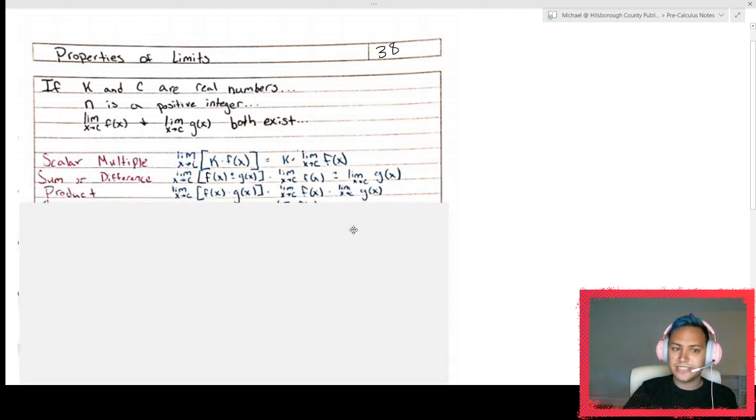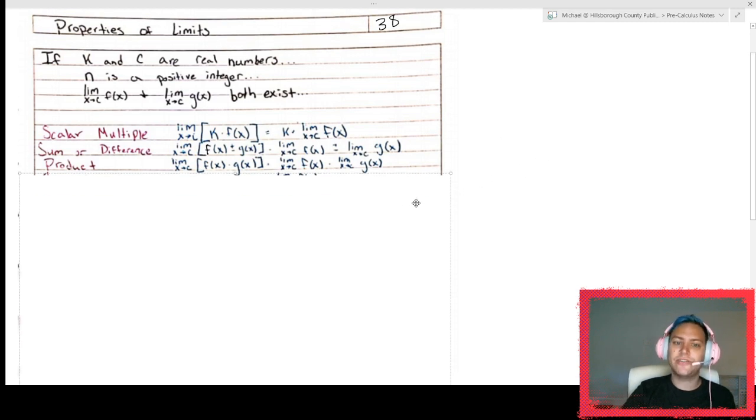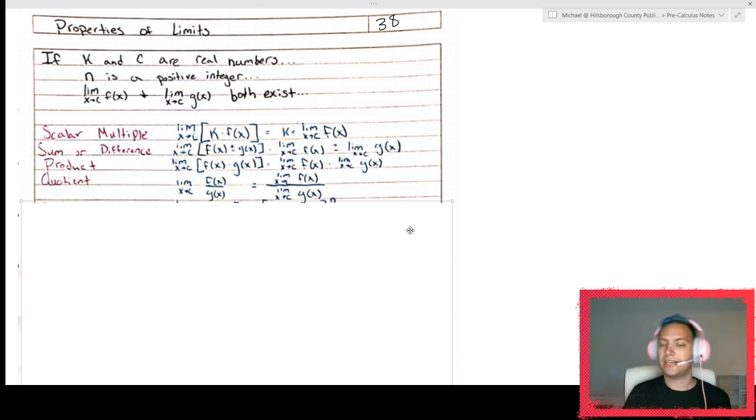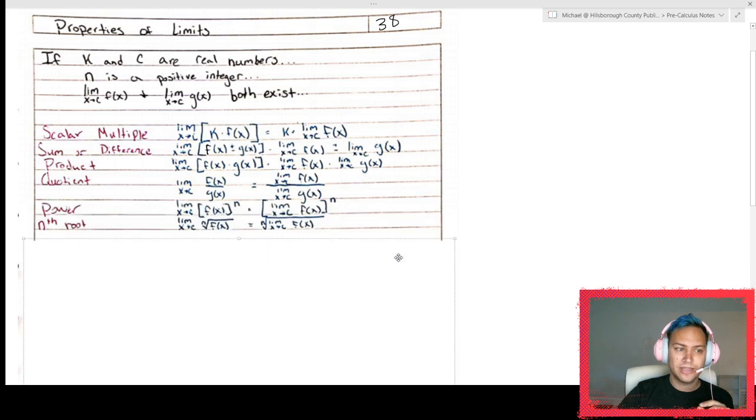The product rule is very similar. If you have a product of f of x times g of x, you can separate them into two separate limits and then multiply the solutions at the end. Division: if you have the limit of a function divided by a function, you can do the limit of the first function, the limit of the second function, and then do a division problem. For the power and the nth root, if you have something raised to a power, you can do the limit first and then raise it to the power at the end. You'll get the same answer. Similarly, if you have the limit of something being nth rooted, cube rooted, square rooted, fourth rooted, whatever, you can find the limit of the function inside and then take the root after.